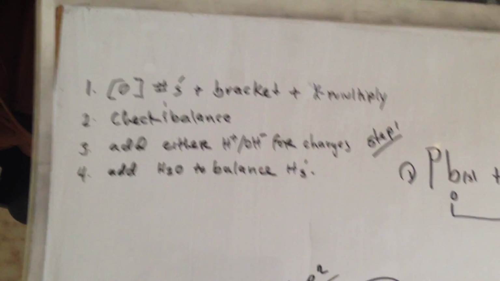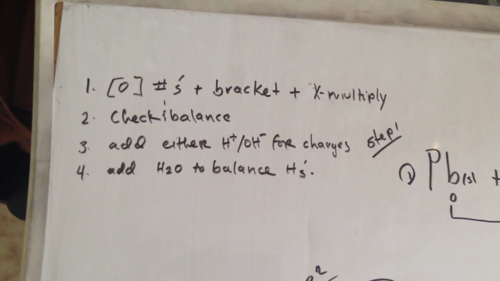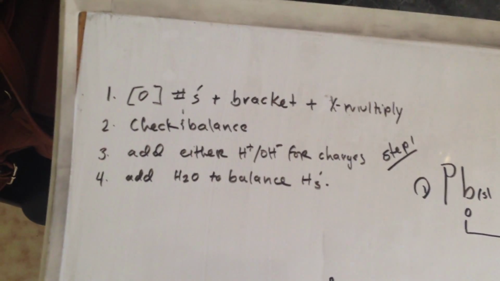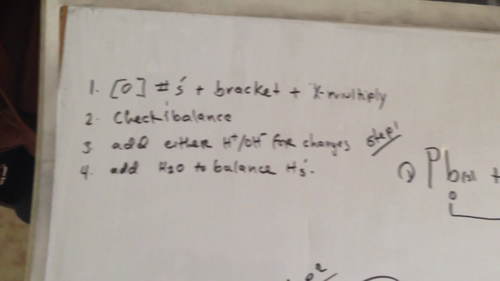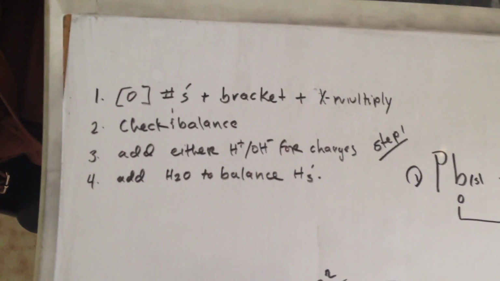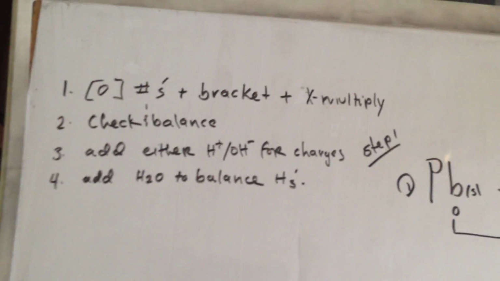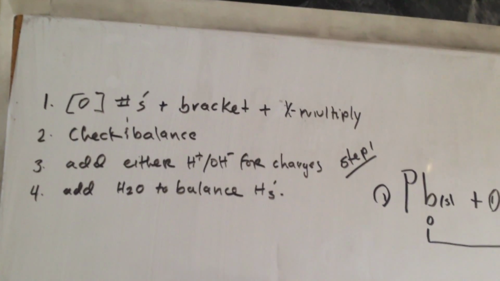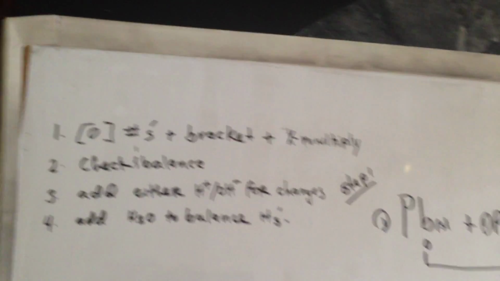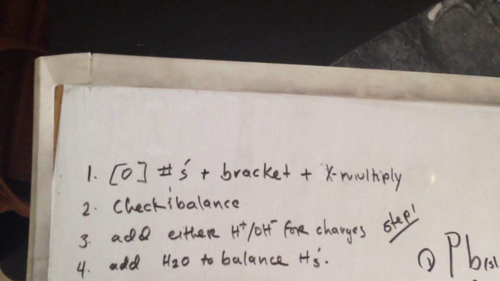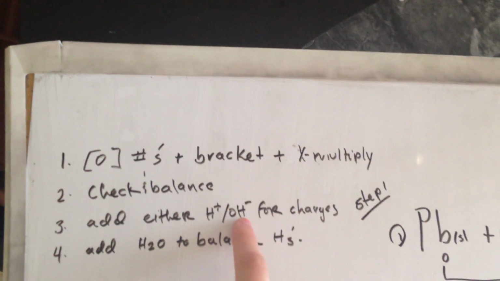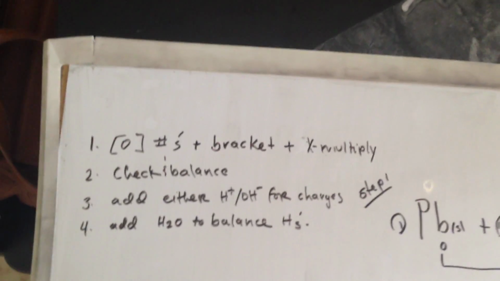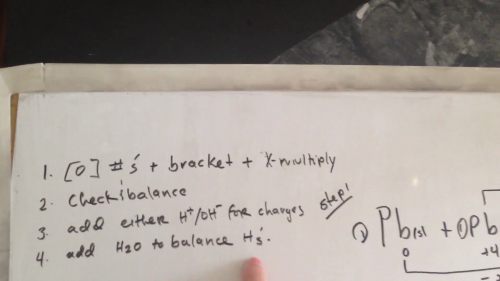I'll explain that later. The second thing that you have to do is check and balance to see that every element in the equation is balanced itself, like the coefficients are balanced. Next, you add either hydronium ions or hydroxides. If you're balancing under acidic conditions, then you use this. If you're balancing under basic conditions, then you use hydroxides. And after that, you just add water to balance the remaining hydrogens.